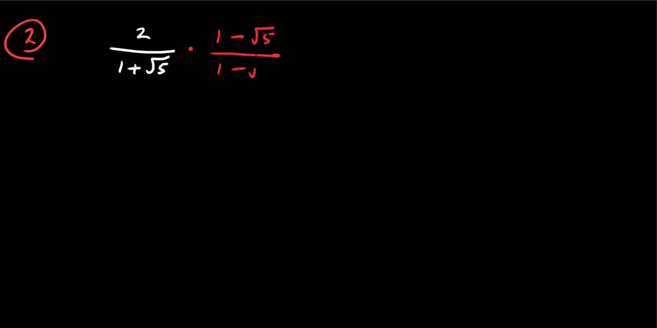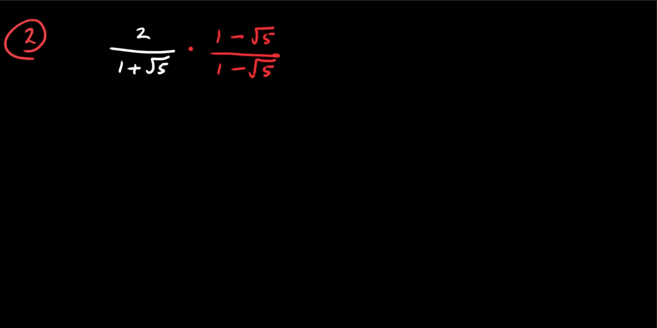Let's try another one. So this is example 2. It's 2 over 1 plus the square root of 5. So in this case, what we're going to do is multiply the top and the bottom by what's called the conjugate of this number here. The conjugate just means that you take the sign in the middle and change that to a minus. So it's 1 minus the square root of 5 over 1 minus the square root of 5.